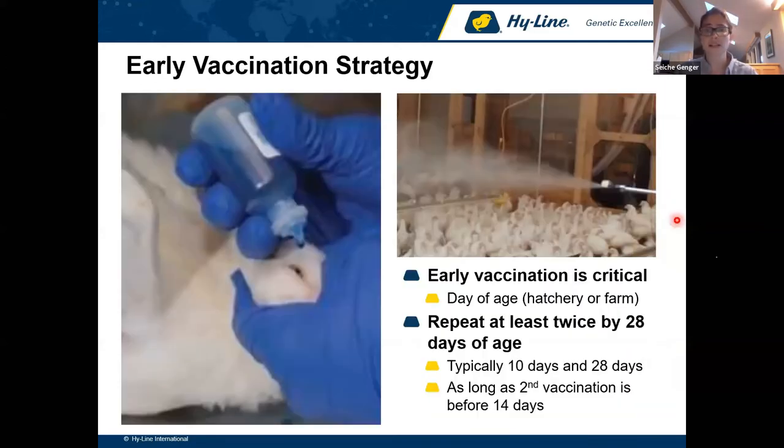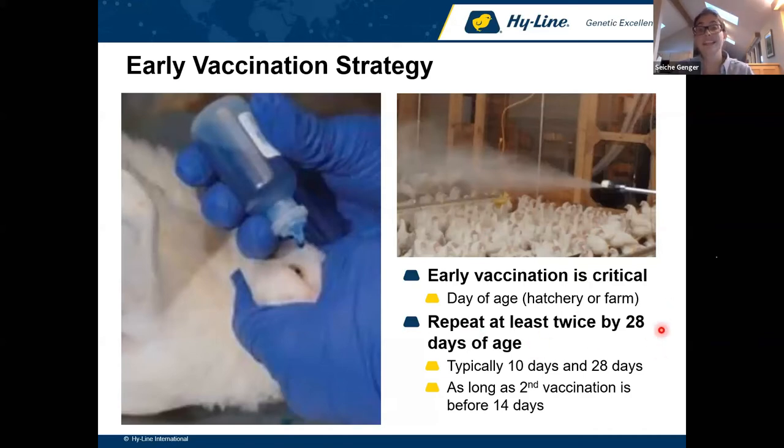So what is our early vaccination strategy? How are we trying to control this false layer syndrome and this renal damage syndrome with bronchitis virus? Again, early vaccination is critical. They need to be vaccinated at day of age, either at the hatchery or at the farm. So you can do a spray vaccination. You know, a lot of people use spray cabinets, but this is how you would do it on older birds in the barn. And eye drop is another very effective strategy.